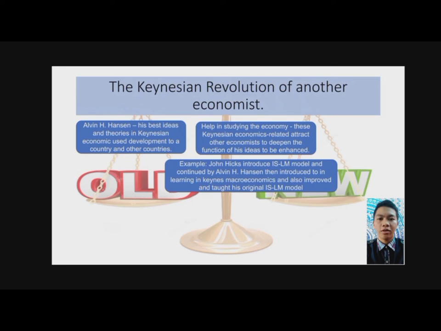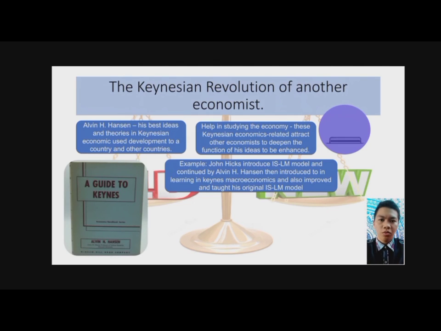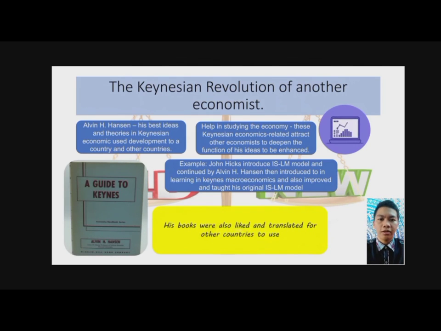For example, John Hicks introduced the IS-LM model, and it was continued by Alvin Hansen, who then introduced it in learning Keynesian macroeconomics and also improved and taught his original IS-LM model. Besides that, his book entitled Guide to Keynesian attracted the attention of and was liked by other researchers, and it has been translated for other countries to use as well.